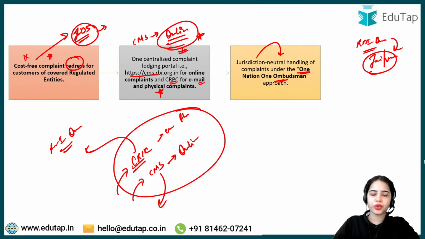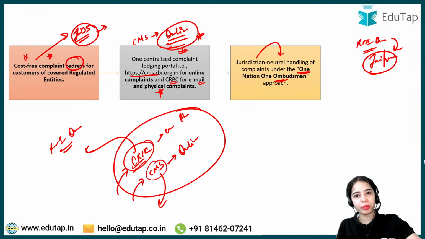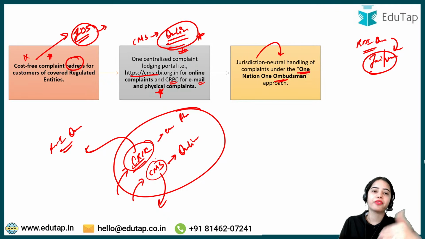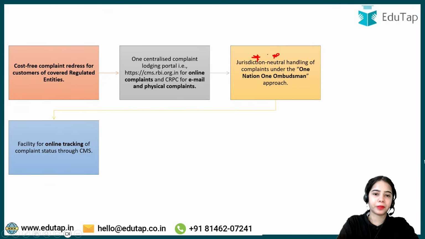So there is one nation, one ombudsman approach. That means the jurisdiction kind of division is not happening. The CRPC and the CMS will receive all the complaints. The initial processing will happen. After that, the complaints will be shared randomly with the RBI ombudsmen to take care of them, so that there is no corruption kind of thing happening, or any favoritism and such. So it is jurisdiction-neutral handling of complaints.